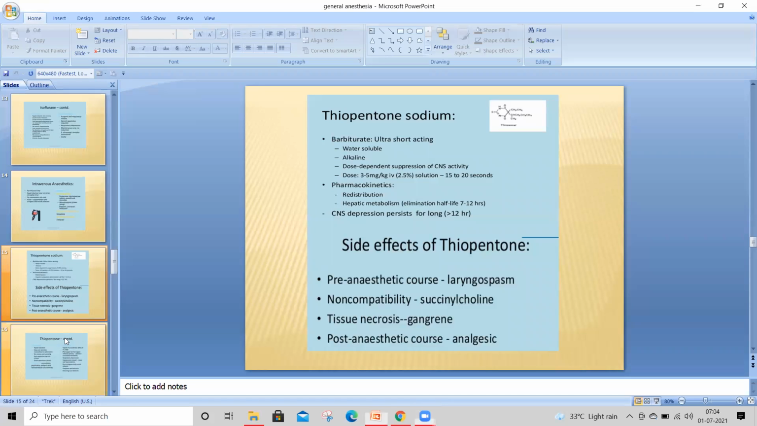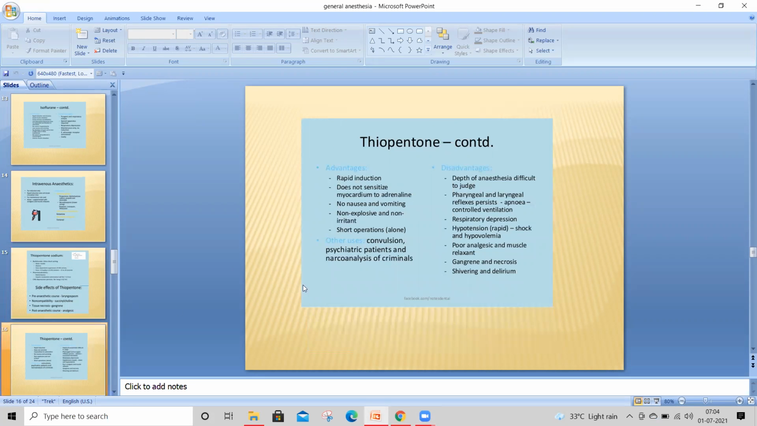Again, some advantages and disadvantages there. In general anesthetics, you have to know about thiopentone sodium. Thiopentone is an important drug. You can see in advantage, it causes a rapid induction, and thiopentone is used in case of short operation alone. And in disadvantage, you can see depth of anesthesia is difficult to judge. And again, poor analgesic and muscle relaxing activity. It may cause gangrene and necrosis. It may cause shivering and delirium. So advantage also there, disadvantage also there. You have to know that.